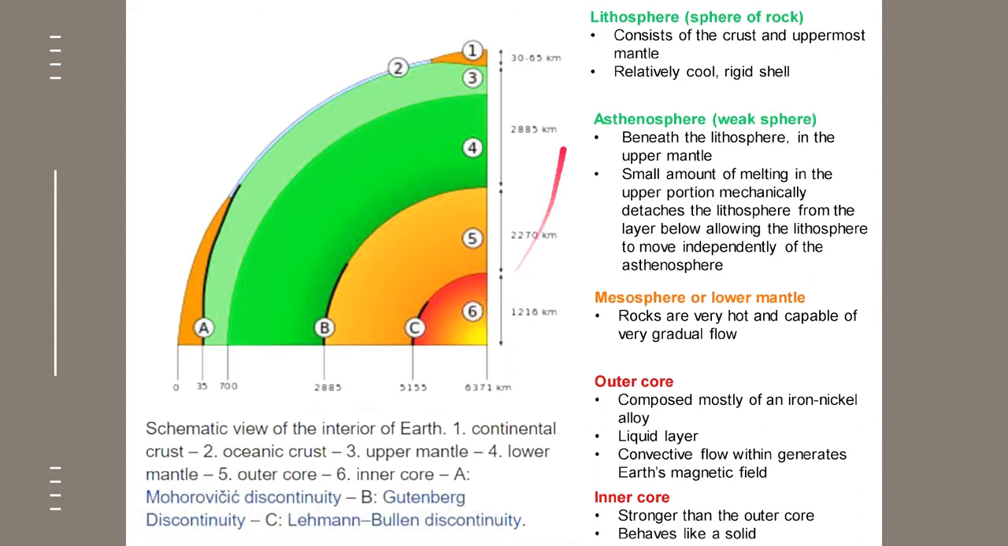In terms of thickness, as you can see, the crust is very thin, within 30 to 65 kilometers in thickness. Then your mantle is quite thick, at around 2,800 kilometers, and your core is also quite thick, with the outer core at 2,200 kilometers and the inner core at 1,200 kilometers.